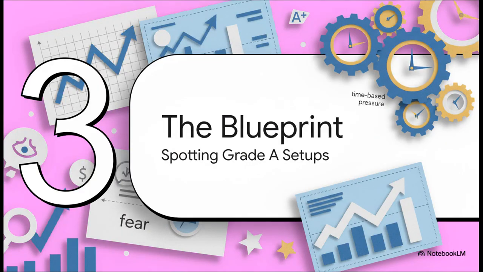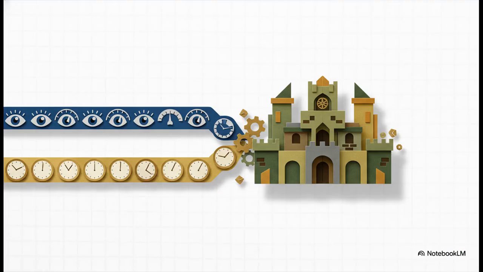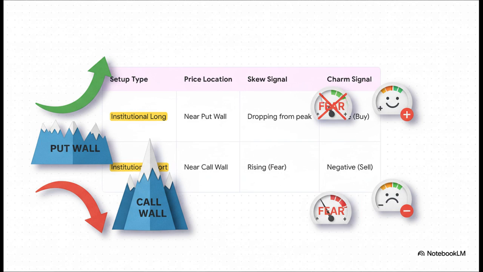Okay, so we've got skew measuring fear, and we have charm measuring this time-based pressure. Now for the really fun part. Let's combine them and build the actual blueprint for spotting those institutional-grade A+ setups. This is really where all the pieces of the puzzle come together. By layering skew and charm, we're not just looking at a couple of separate signals anymore, we're building a complete, high-conviction trading plan. So just take a look at this blueprint.